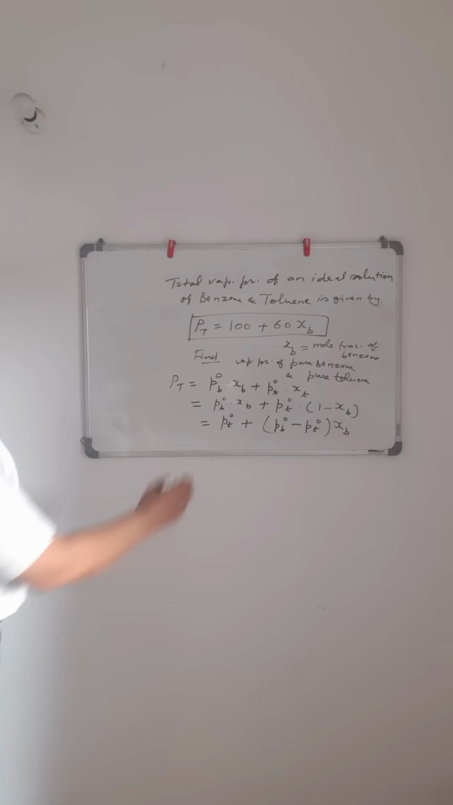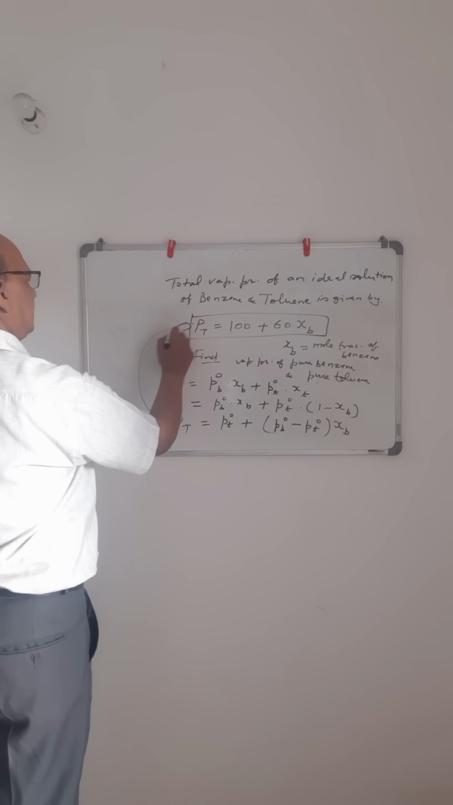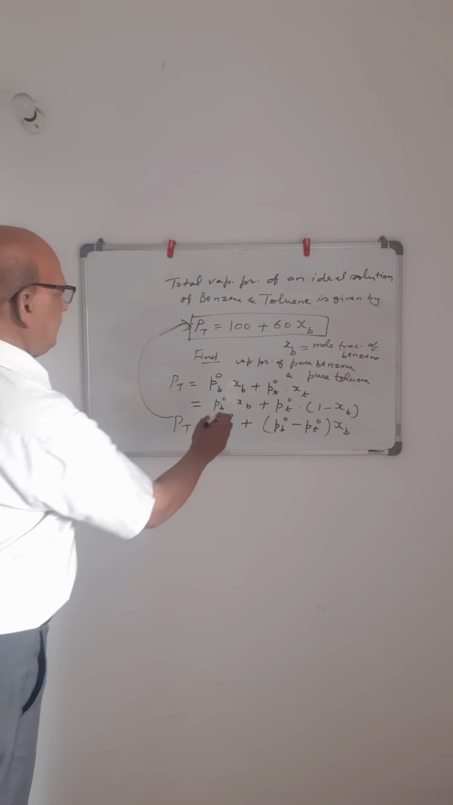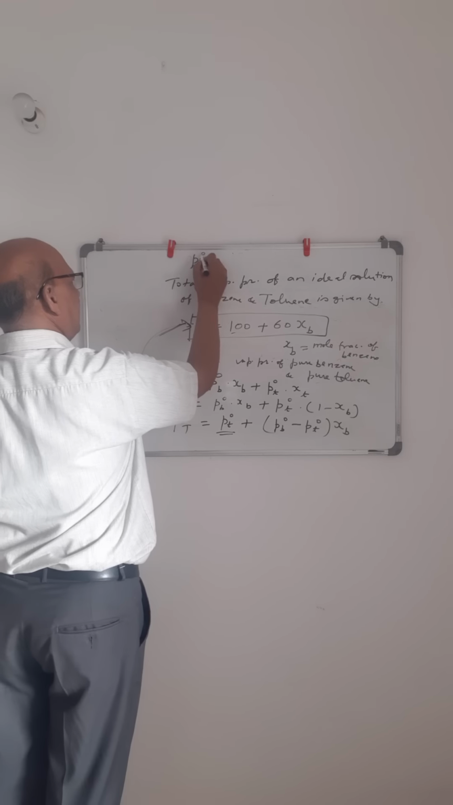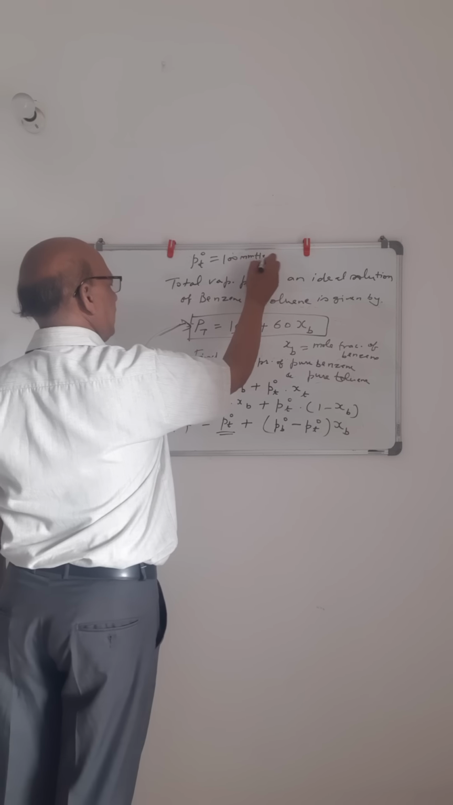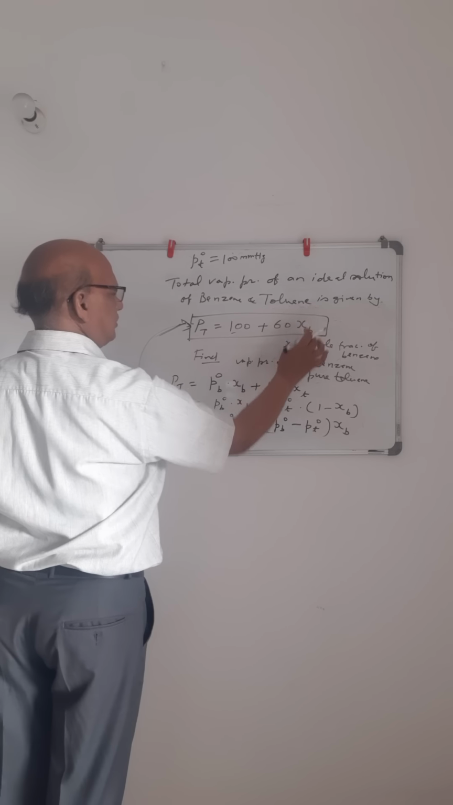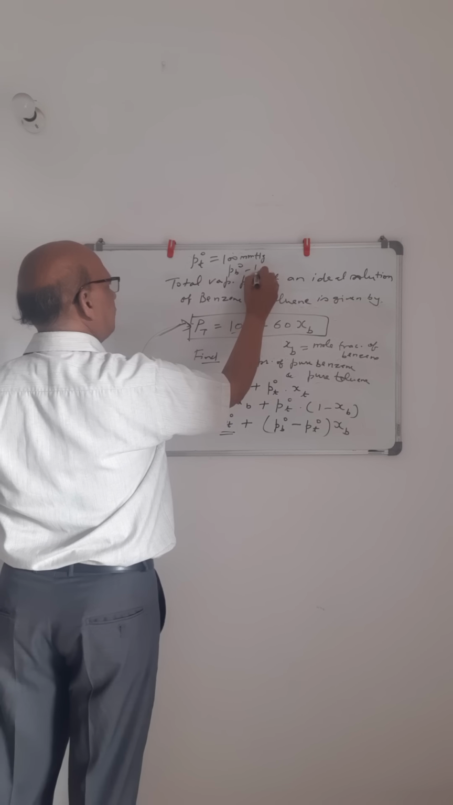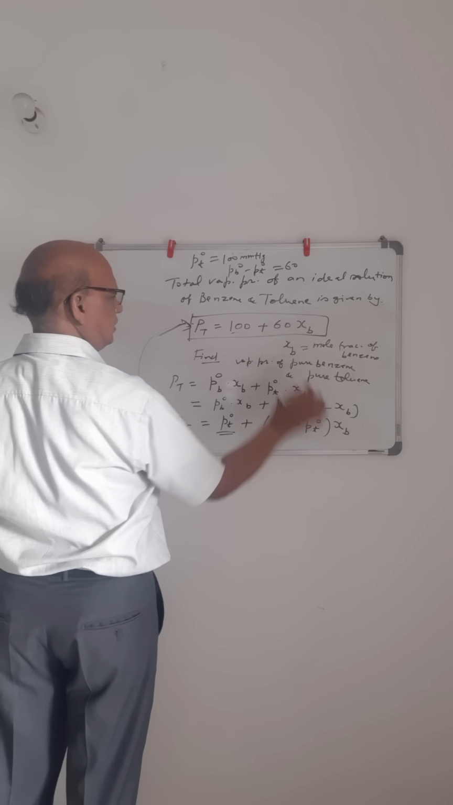Now if we compare this equation with the given equation, what do we find? What is PT naught? PT naught is 100. So by comparing, we find PT naught is equal to 100 mm of Hg. And PB naught minus PT naught into XB is also 60 into XB. So by comparison, PB naught minus PT naught will be equal to 60.